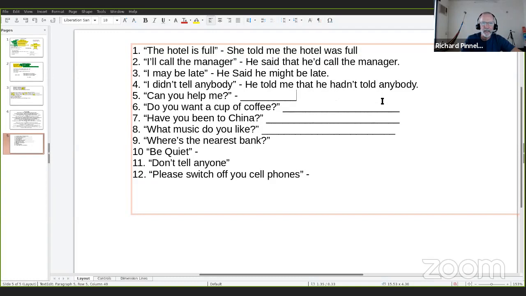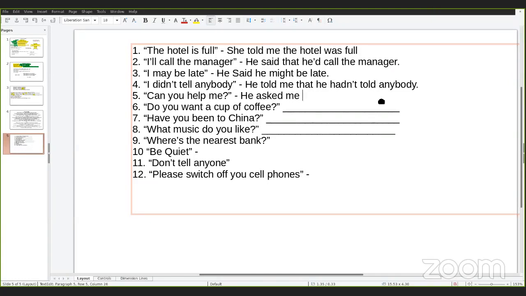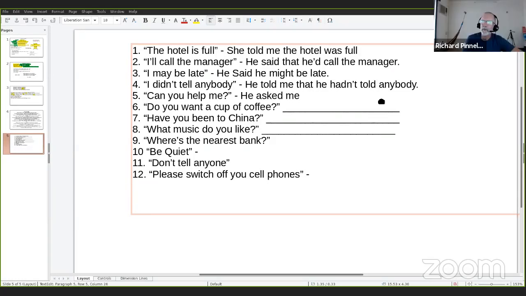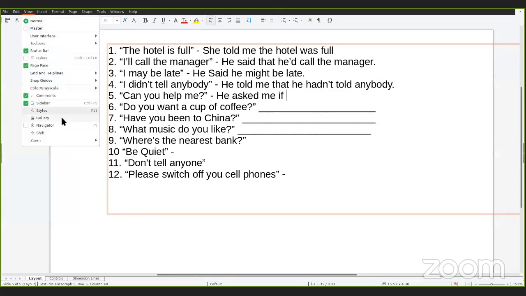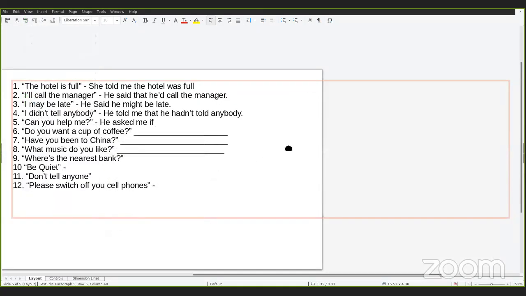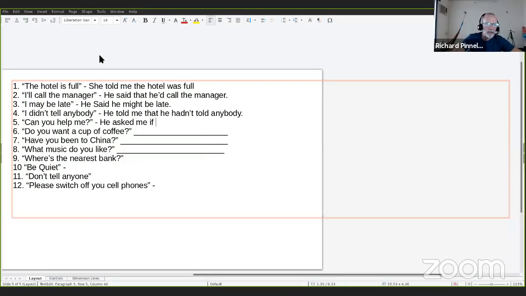Can you help me? Actually, these should have things here I need to put in. I must have forgotten to save this file. He asked me if he could. It's a yes or no question. He asked me if he could. What happened? Sorry, something happened here.